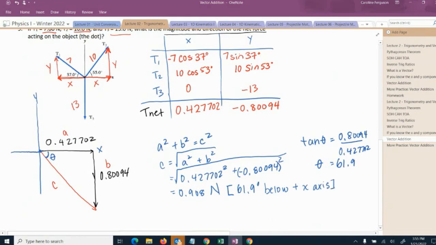Okay, so expect to see a question much like this one with 3 or 4 vectors, and you have to decompose all of them, add them up, and then recompose them, which means once you get your net, right? So whether it's a force or something else, but once you get that last x and y component of your resultant, then you redraw the triangle, you find your hypotenuse, you find the angle with tan, and then you write it as a proper direction. And that's it.